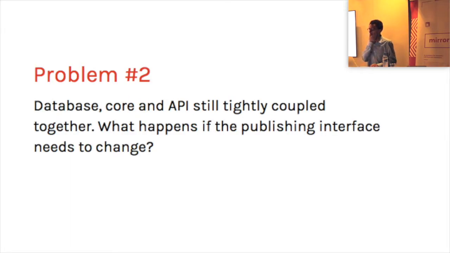Another problem that this approach has is that our database, our core, our API, and our admin UI are still very much tightly coupled together. Because, as I said, at its core, this is about WordPress. So if we need to change the publishing interface, then we would have to basically rethink the entire system and do major refactoring, which doesn't seem very future-proof.